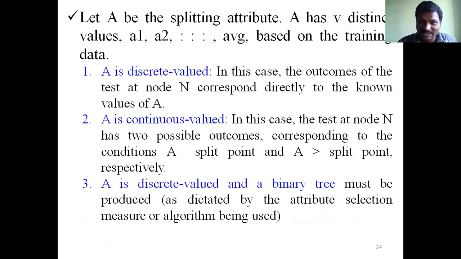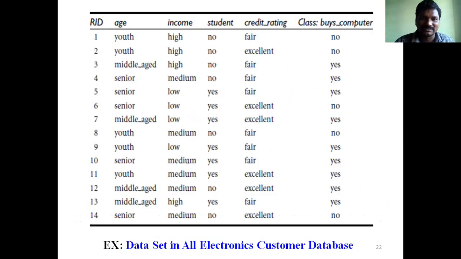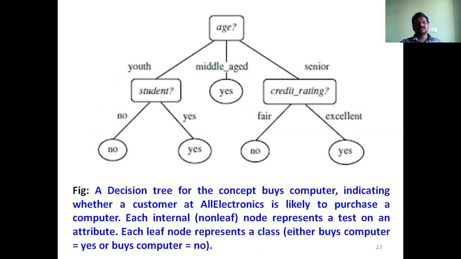Splitting attribute A is divided into A1, A2, A3. A is a discrete attribute, so discrete values are there. For example, for the previous data set: age, youth, young, middle age. These are all discrete values. Income, high, low: these are all discrete values. Student, no, yes. Buying the computer, no or yes. These are all discrete values.